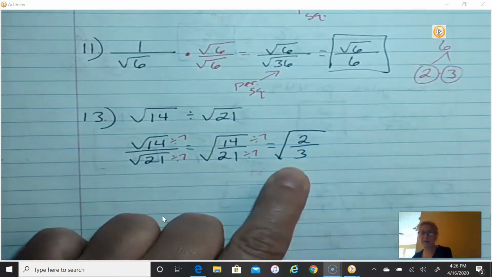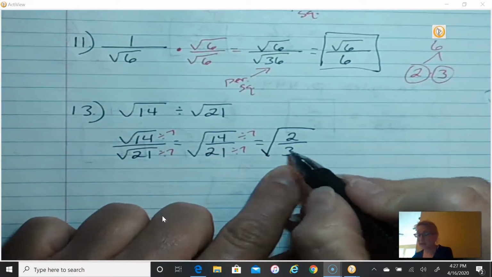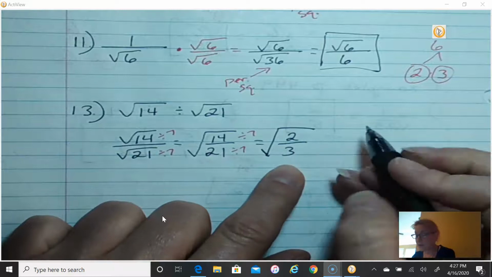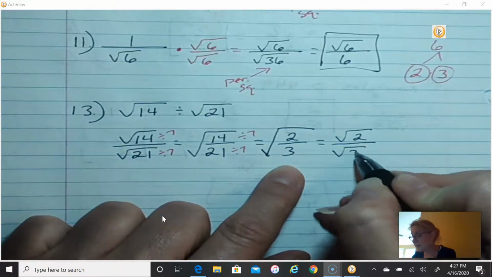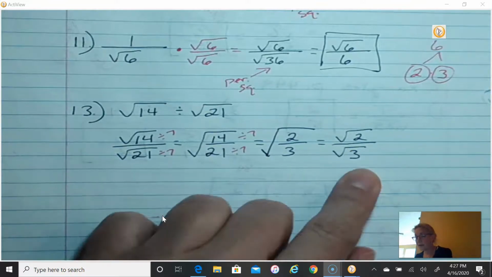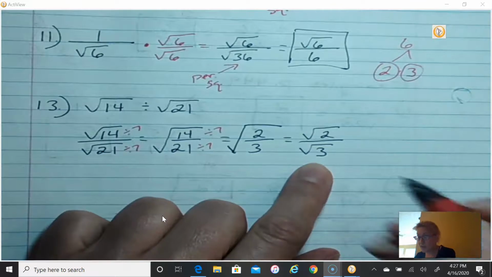Now, is there anything else I can do to this? Simplify it. No, you cannot have an answer that is a fraction of the radical, so that's when we separate it. Okay? Now, can I have a radical in the denominator? No.